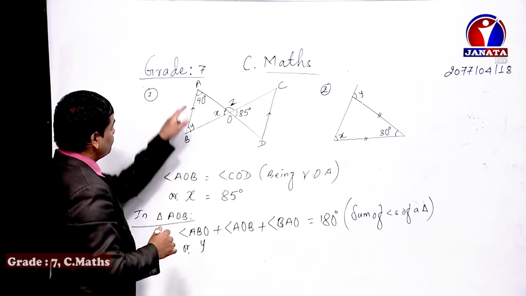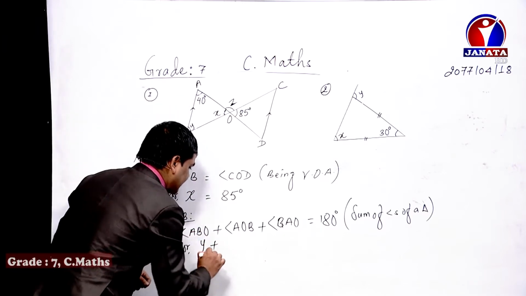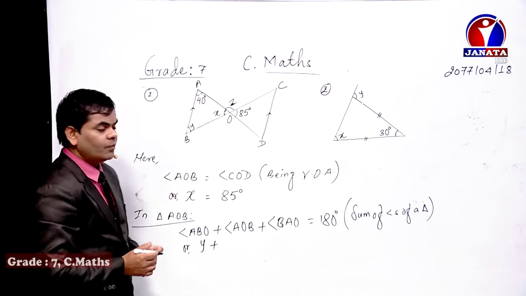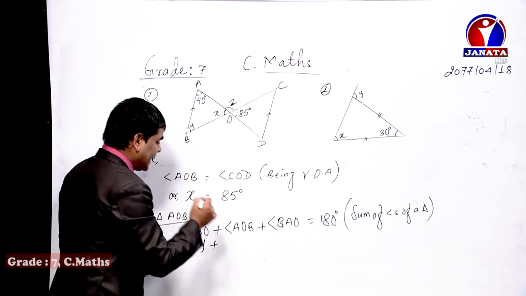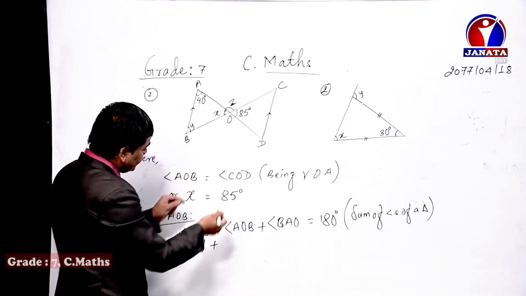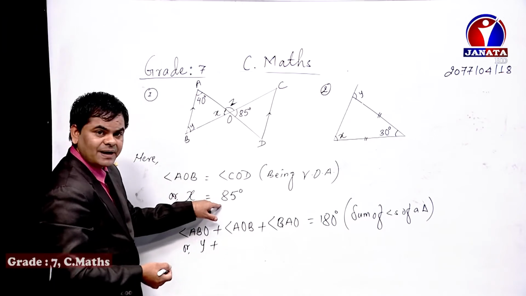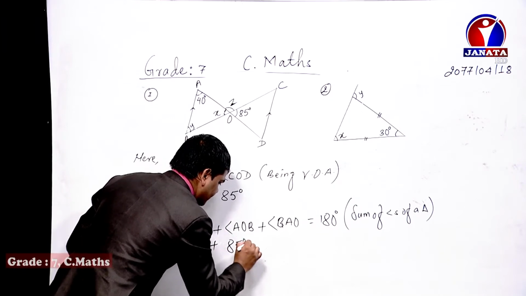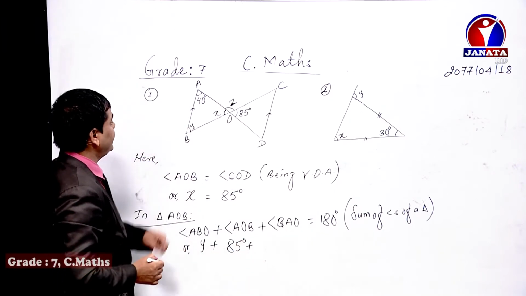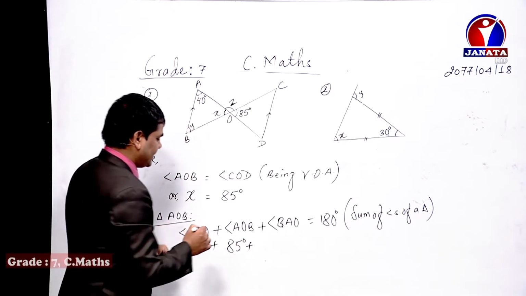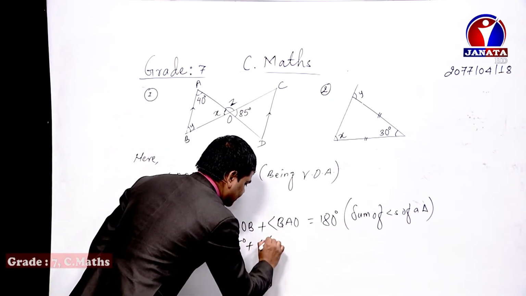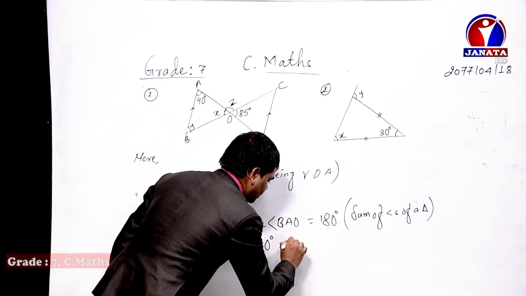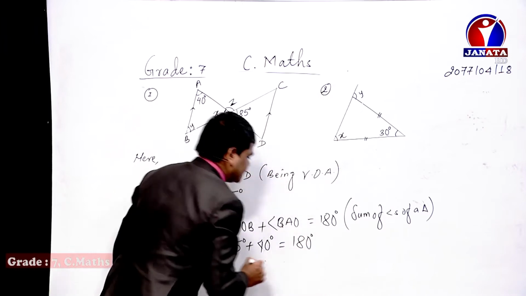Angle ABO is y, plus, now what about angle AOB? It is given as x, isn't it? And we have already got the value of x as 85 degrees. So can't we write it here? Yes, we can write 85 degrees here. And then angle BAO is given as 40 degrees. So I'm going to write it here, and let's make it equal to 180 degrees.